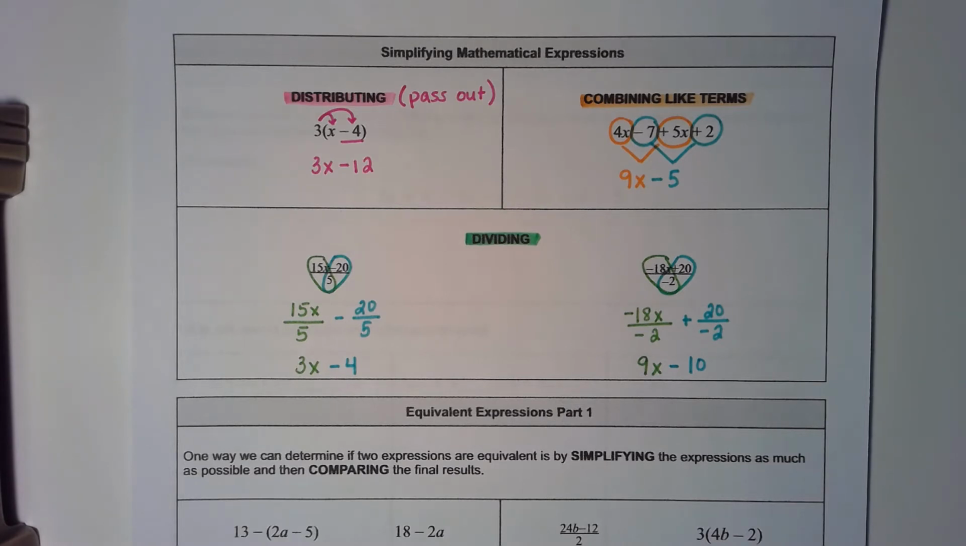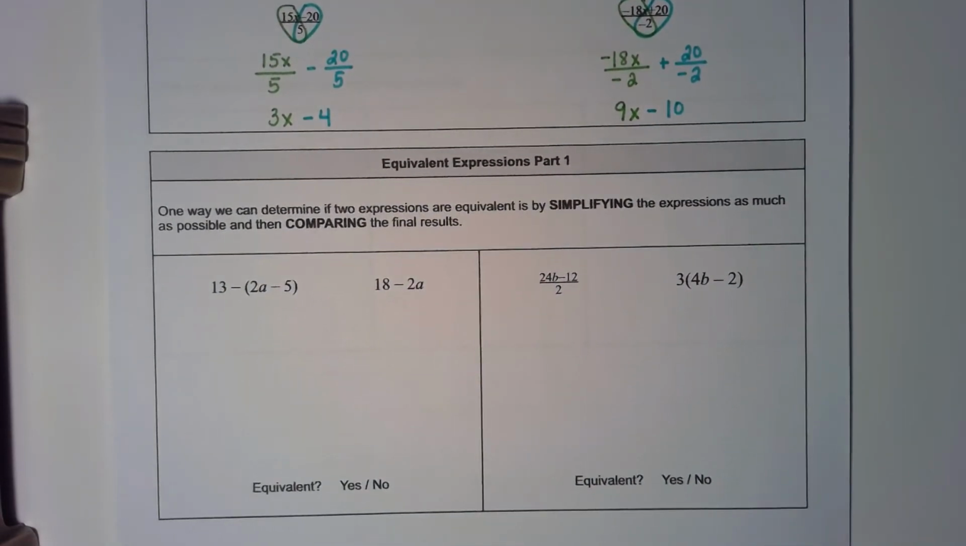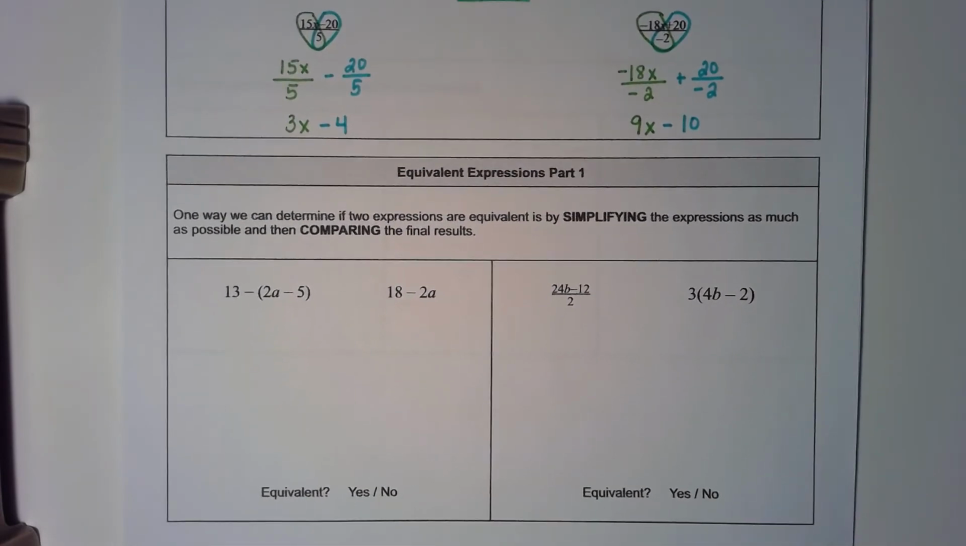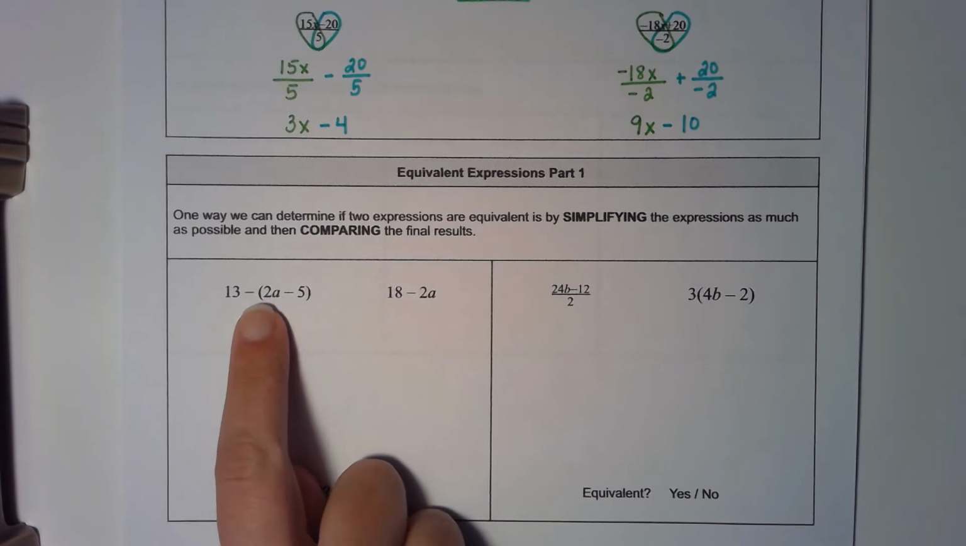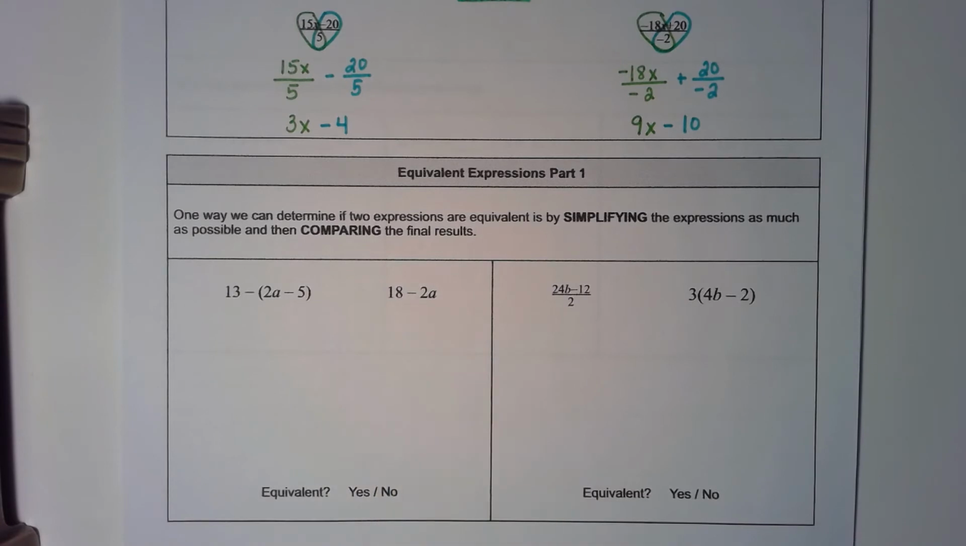Now, how are we going to be asked to use these simplification techniques? One way that we're going to be asked to use this is that if we want to determine whether 2 expressions are equivalent, what we're going to need to do is simplify those expressions as much as possible and then compare the results and see, are the results the same here? So in this first example, we're trying to determine if this expression right here is equivalent to this expression. To do that, we're going to need to simplify.